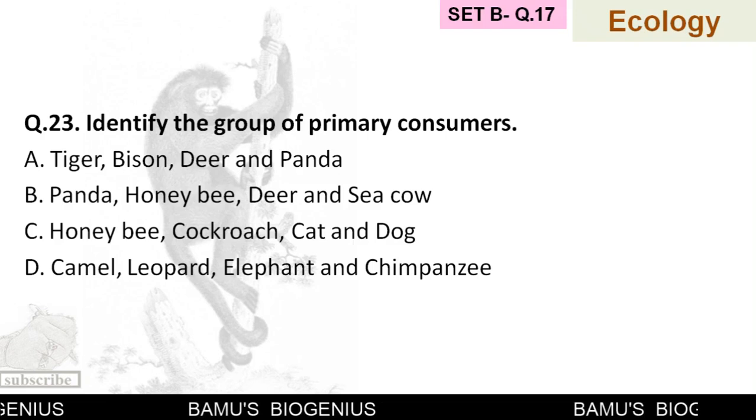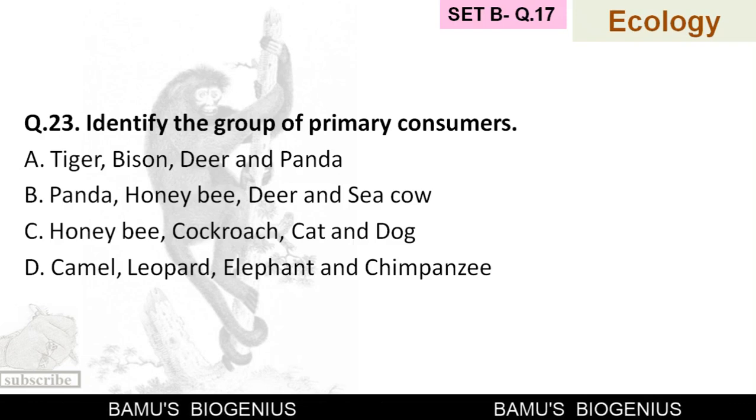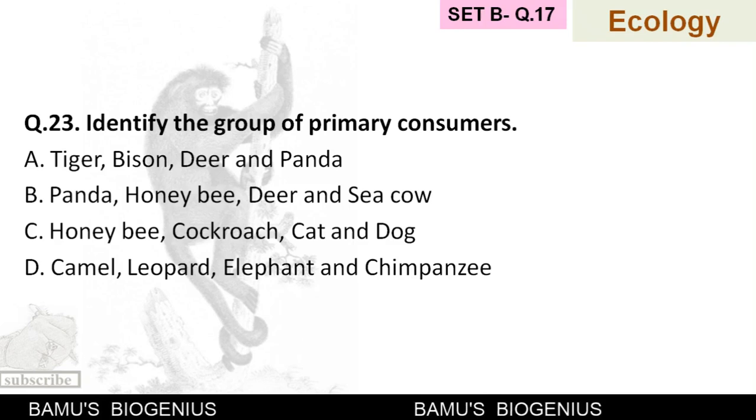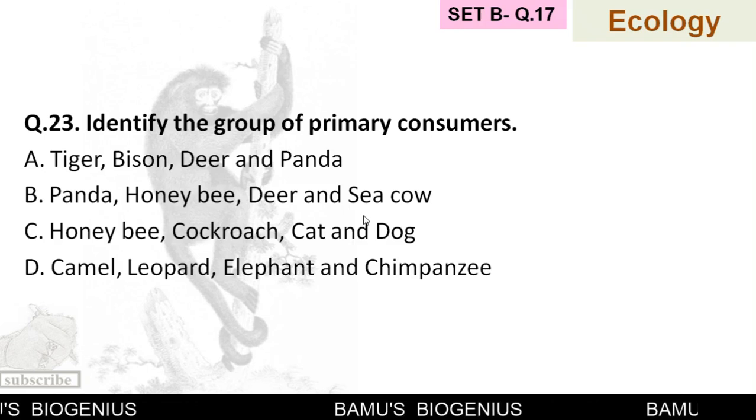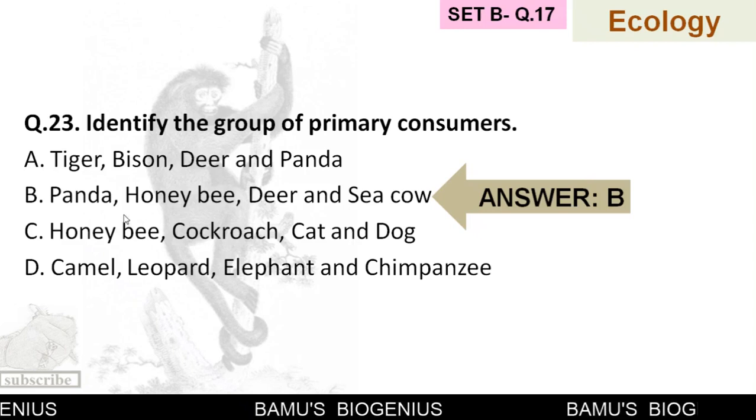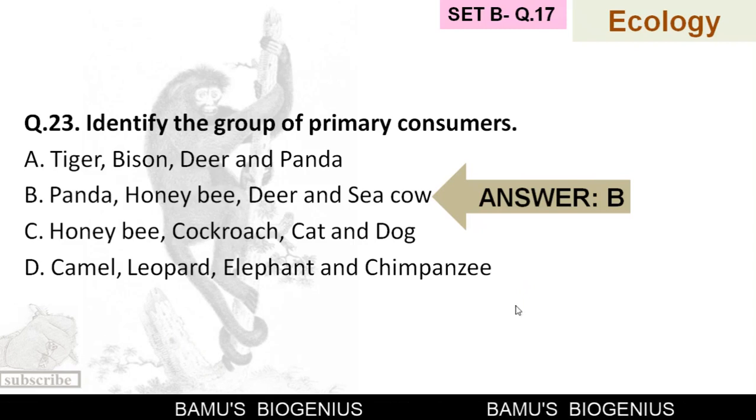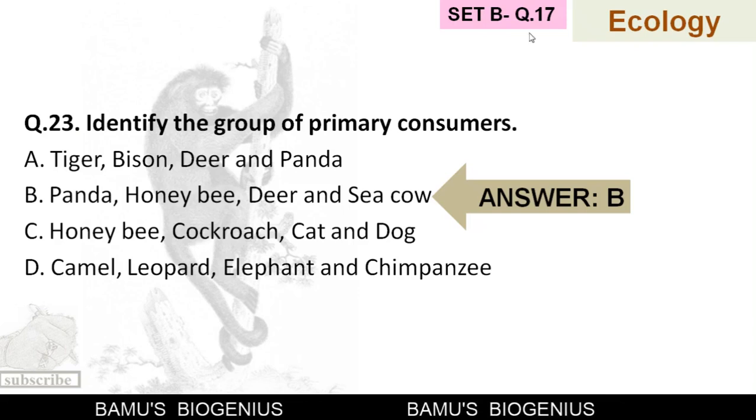See, there are four options: A, tiger, bison, deer and panda; panda, honeybee, deer and sea cow; honeybee, cockroach, cat and dog; camel, leopard, elephant and chimpanzee. So out of these, the answer is B, panda, honeybee, deer and sea cow. So the answer is B. This is question number 23 in set A and question number 17 in set B.